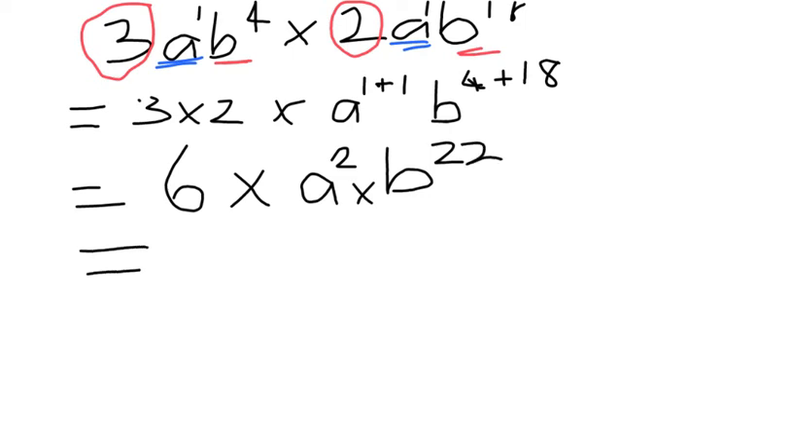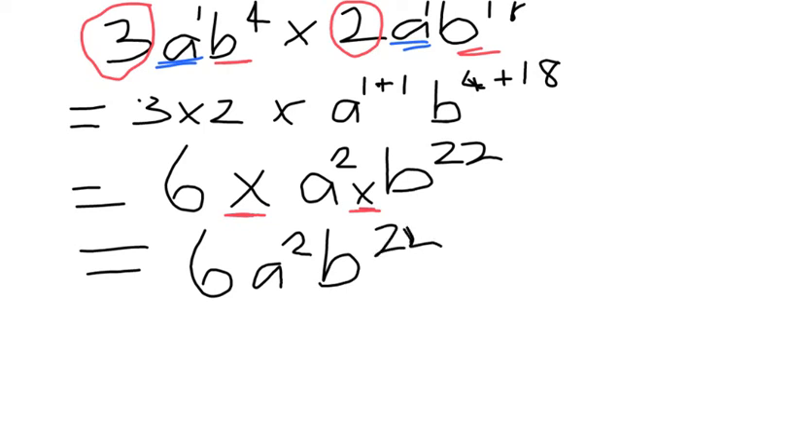So can we make this more simple? Can we simplify this? Yes, we can. Remember that these are times in between here, but we can just simplify it like so: 6a to the power of 2, b to the power of 22. So when you come across questions like this, make sure you're grouping like terms and showing all your working out. Congratulations, you've just learnt the first index law.